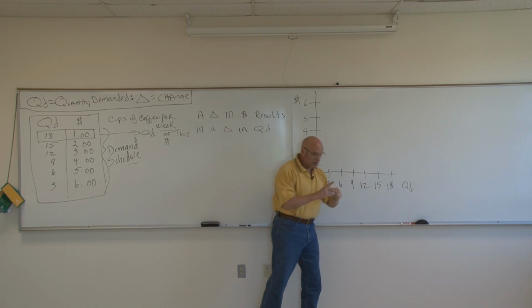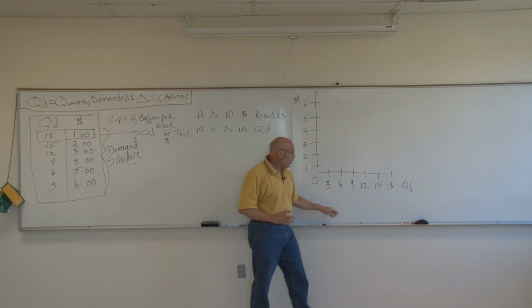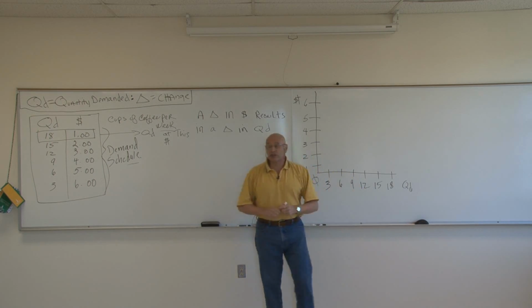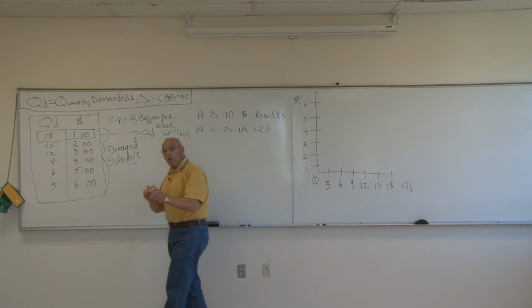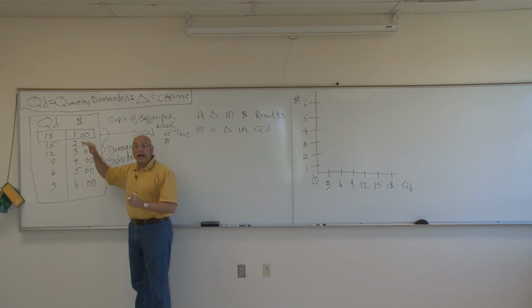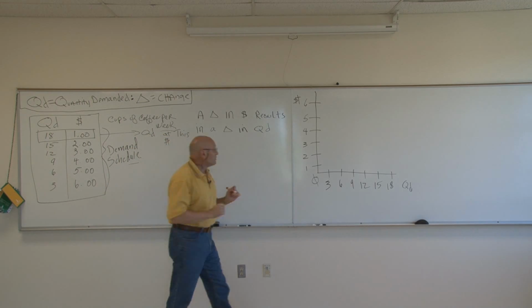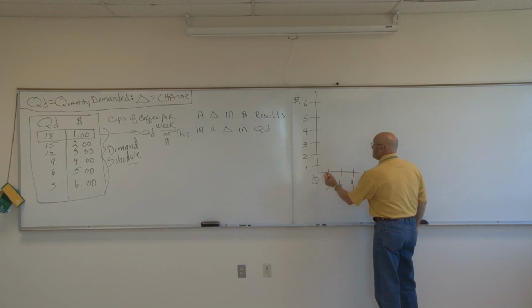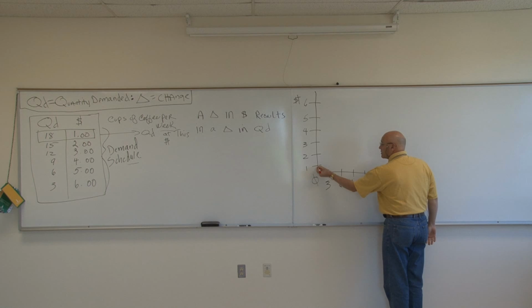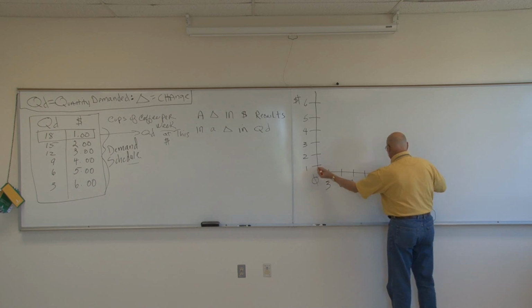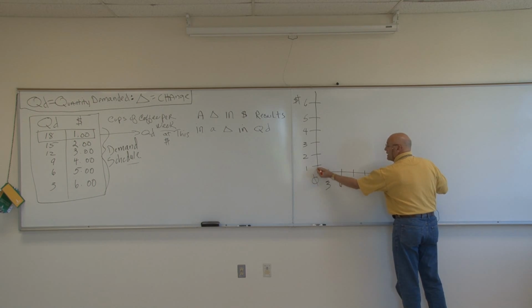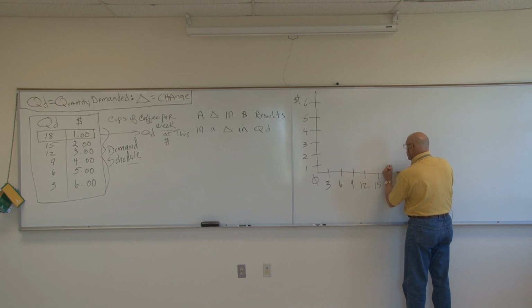Quantity demanded must be on our horizontal axis. And all we're going to do is take a look at each price quantity combination and plot that on the graph. So if the price is $1, that means that I will purchase 18 cups of coffee. Remember, 0 is common to both quantity demanded and price. If I come up to 1, I go over to 18 cups, I plot a point.